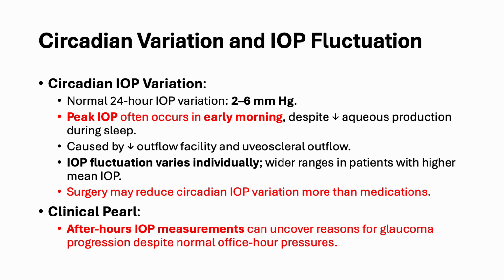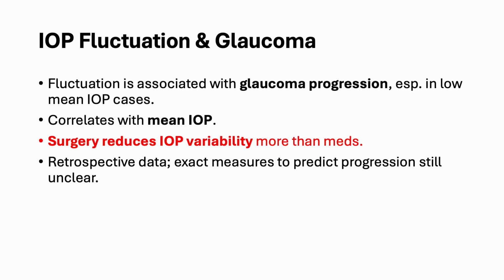You might catch a pressure spike that explains the ongoing damage. As we mentioned in the previous slide, intraocular pressure can fluctuate significantly throughout the day. And these fluctuations aren't just noise. They've been linked to glaucoma progression, especially in patients whose average IOP appears low. These fluctuations tend to track with mean IOP, but they add an additional layer of risk that isn't always picked up during routine office hour measurements.